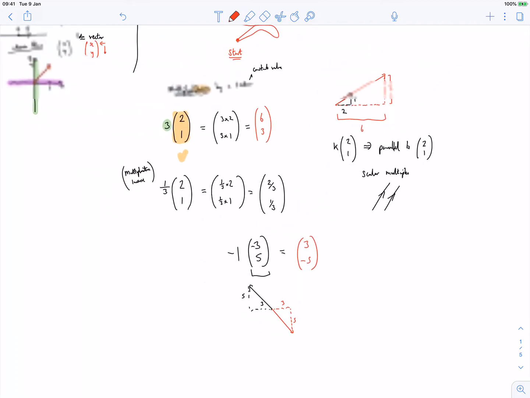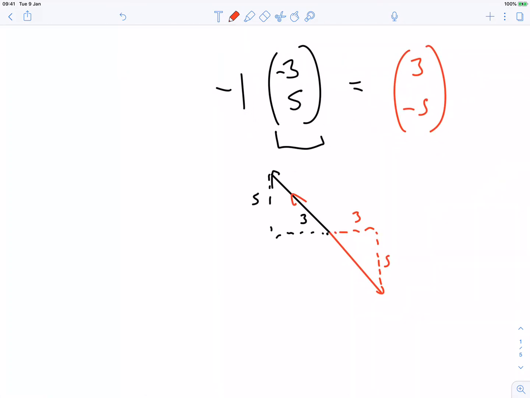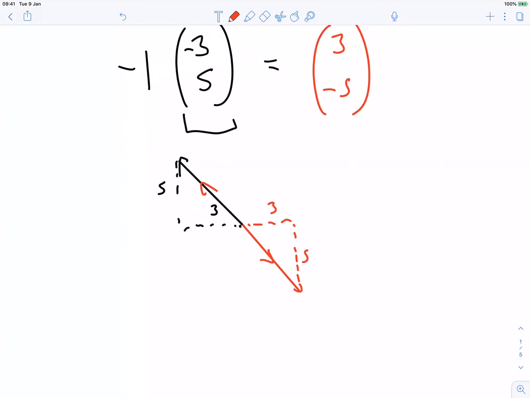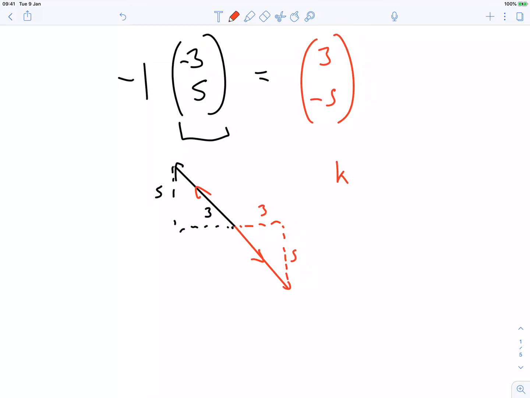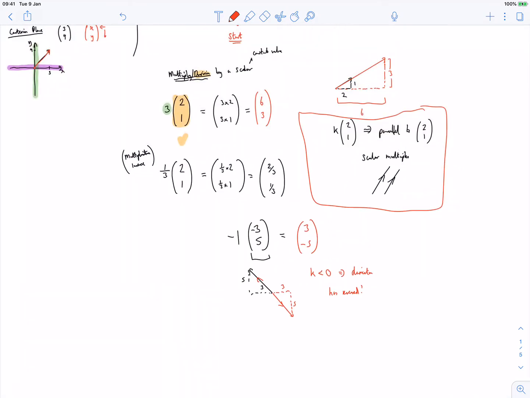Well, we've already said that if they're multiples of each other, then they're parallel. So if this is parallel with this, then they're on a straight line. But what's happened? If k is less than 0, then the direction has reversed. When you multiply a vector by a negative number, you're essentially doing the reverse. It's going in the opposite direction.